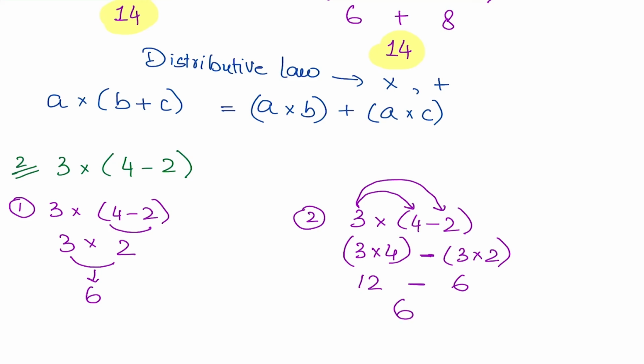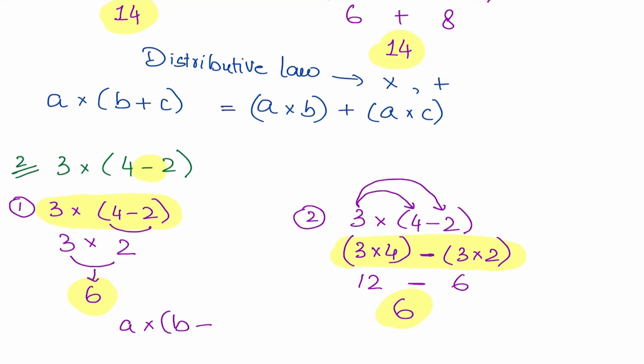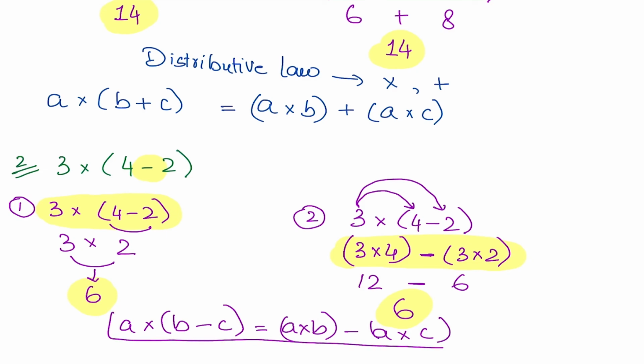You can see that the distributive law applies to subtraction also. So 3 times (4 minus 2) is 6, and then this one also is equal to 6. You can write it as A times (B minus C) is equal to A times B minus A times C. Okay? So this is how you do it.